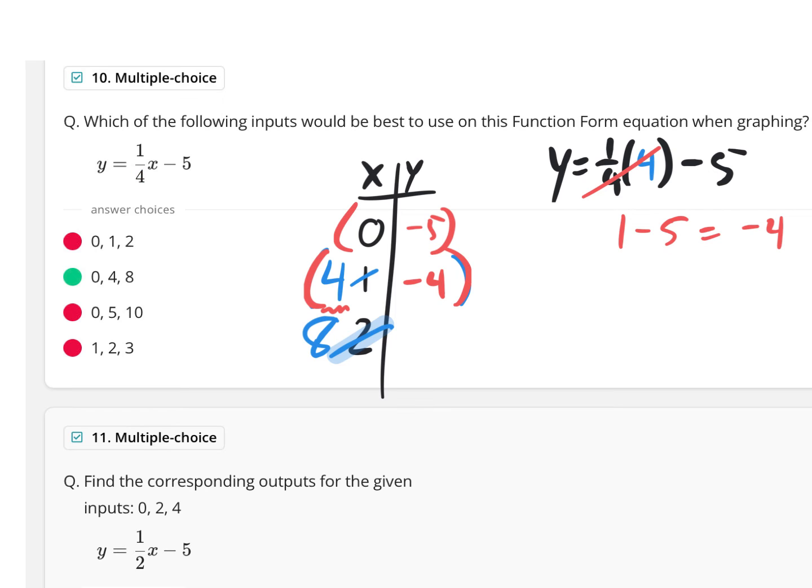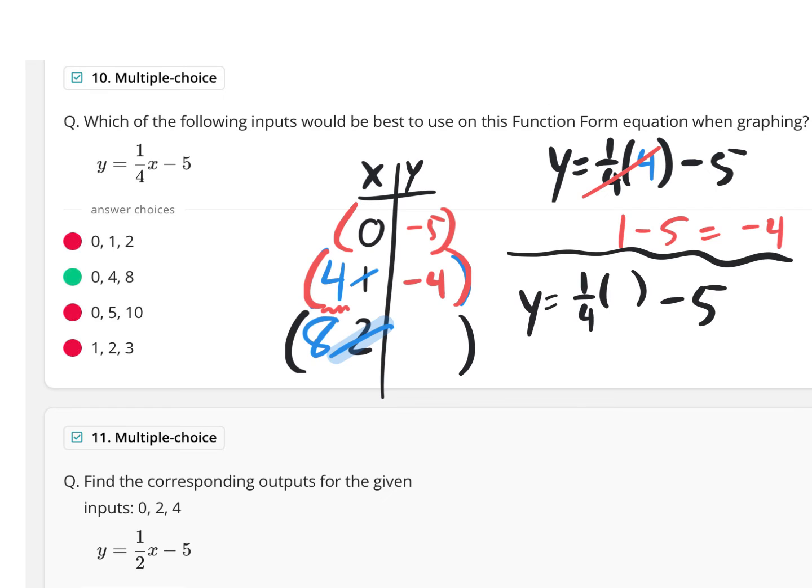If I plug in that denominator 4 but doubled, that would be an 8. The input 8 will also work out beautifully. Let me show you that. Here's my equation, and I am plugging in an 8 this time. 8 divided by 4 is 2, so you really have 2 times that 1, so 1 times 2 is 2. So I have y equals 2 minus 5, which means that y equals -3. So -3 is my output for the input 8.